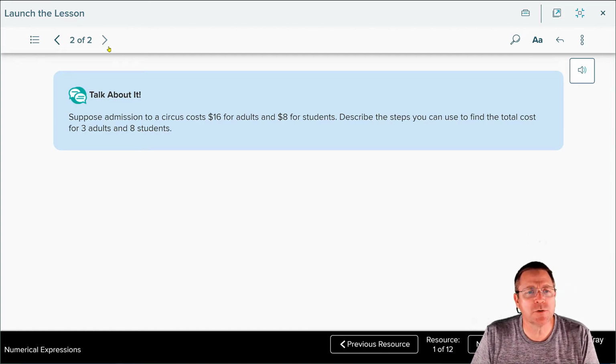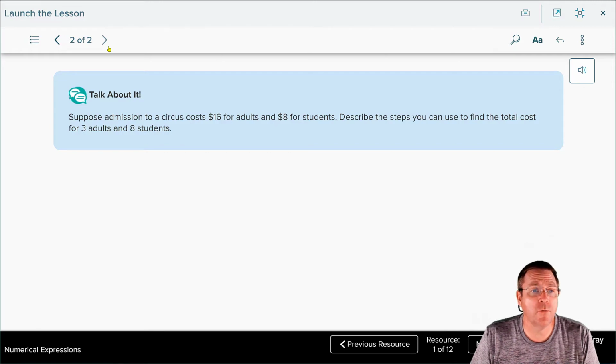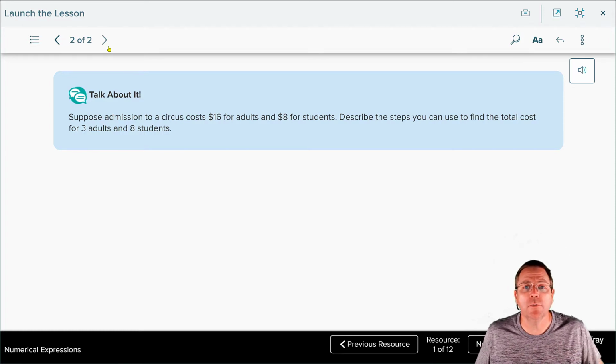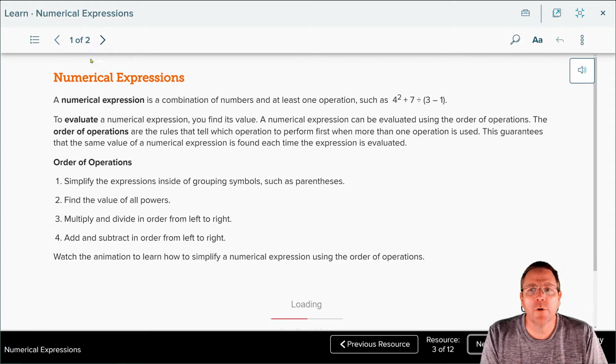Suppose the admission to the circus costs $16 for adults and $8 for the students. Describe the steps you can use to find the total cost for 3 adults and 8 students. These are the kind of things we're going to learn how to do in this lesson. Now we're going to start off with a whole bunch of vocabulary.